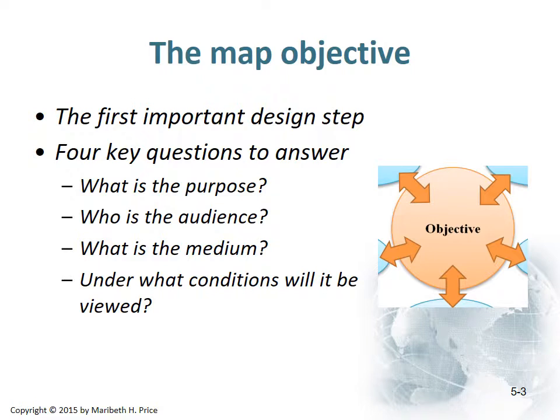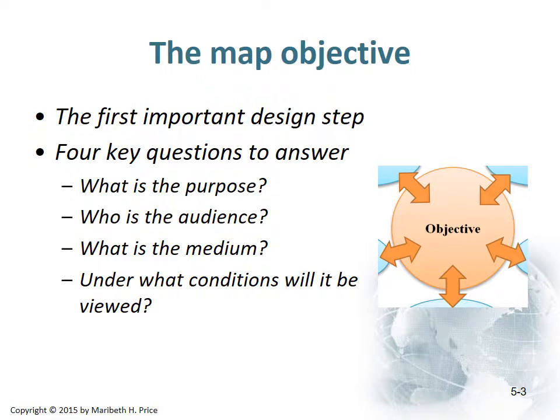What medium are we going to be using? Most of the time, it's going to be two-dimensional on a piece of paper, or a poster, something printed in a book, perhaps displayed on a web page. And under what conditions will it be viewed? Again, what's the medium? That relates right back into that. Is it a printed or a virtual type of a map?